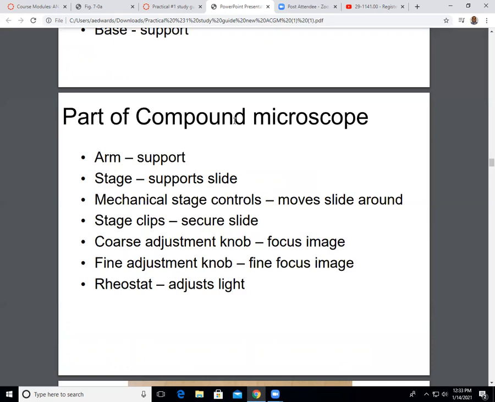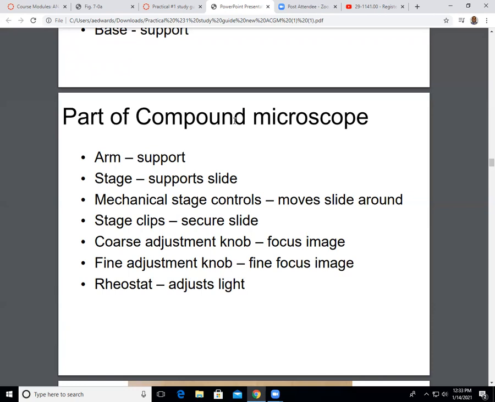This is your stage, right? Okay, it supports your slide. Move this, put the slide in. So you have the stage controls. You can move the slide around so you can adjust. Stage clips right here secure the slide.